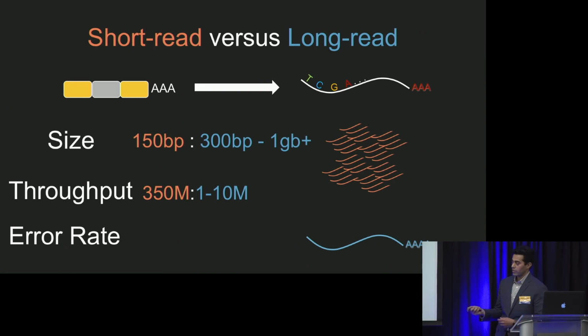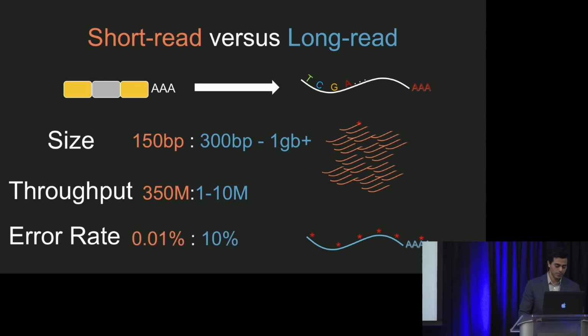For throughput, this just describes how much data you can get out of a sequencing experiment. How many reads or molecules can you actually sequence? And this number is pretty different between the two technologies, as you can see. For short read, you get around 350 million reads or molecules sequenced, whereas for long read sequencing, you get anywhere in the range of 1 to 10 million, depending on the technology. So you get a lot more reads for short-read sequencing.